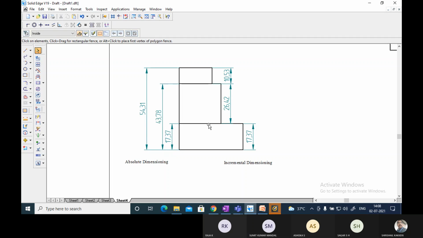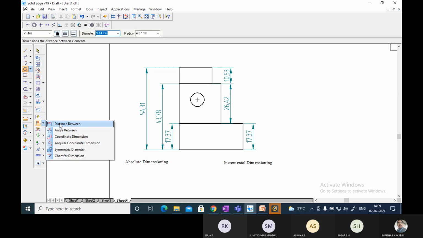Absolute dimensioning is where a particular point will be taken as reference. With respect to that, all the dimensions will be given. You can see that here I have taken this as a reference. With respect to this, I have shown all the dimensions. For example, even the whole dimension I want to show.